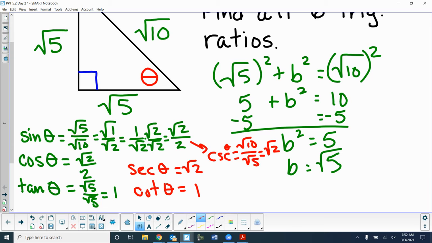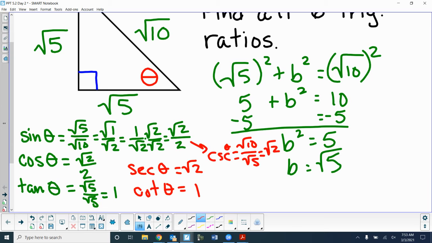So you could save yourself some work if you realize, like Tommy did, that radical 5 times radical 2 is radical 10. It was a 45, 45. But it wouldn't take you much extra work to use Pythagorean to find that missing side. So that's the type of stuff we were doing for numbers 3, 6, 9, and 12.